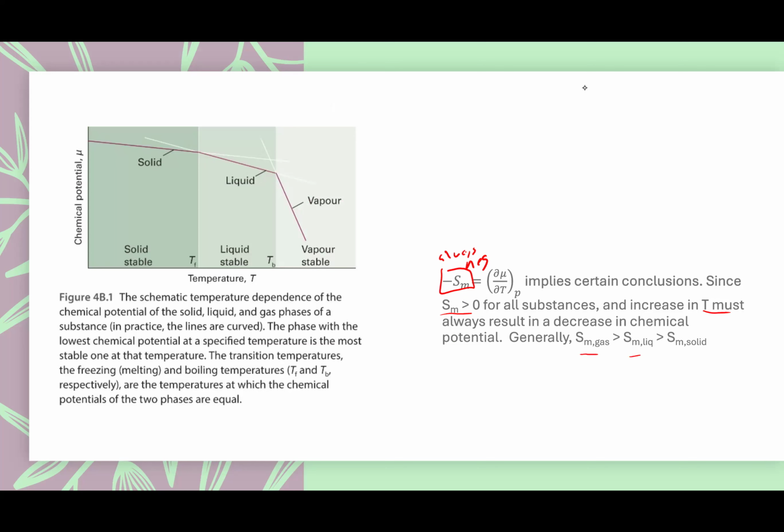And so here in the vapor phase, when we have a high value of entropy, we expect changing temperature to have a big effect, a very steep slope. In the solid phase, when the entropy is low, we expect a change in temperature to have a lesser effect on the chemical potential. And wherever we are in this line, whichever phase has the lowest chemical potential is the phase that substance is going to be at, in terms of temperature here.